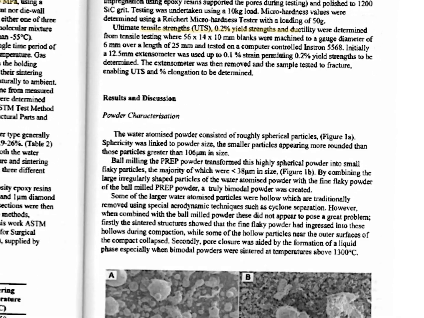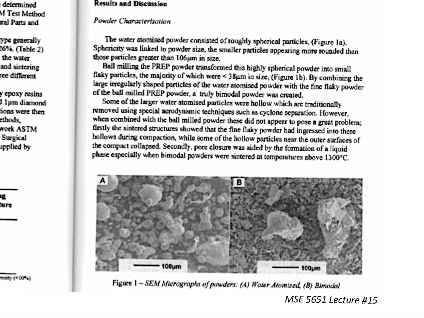So from there, we talk about morphology. This is showing you things that are roughly spherical. Sphericity was linked to powder size: the smallest particles are more rounded than the larger particles.